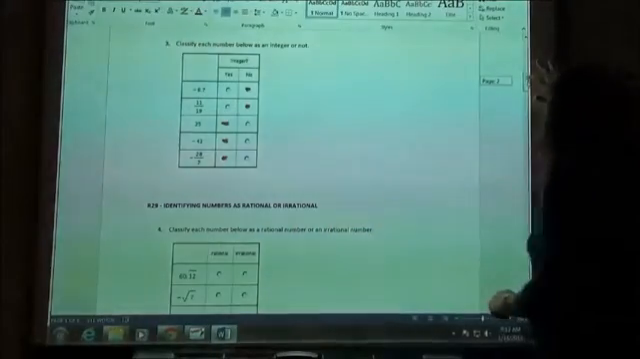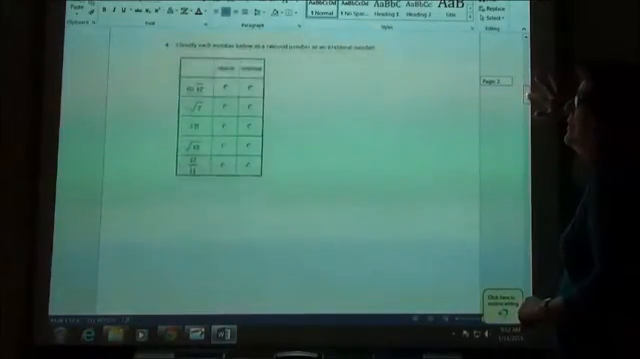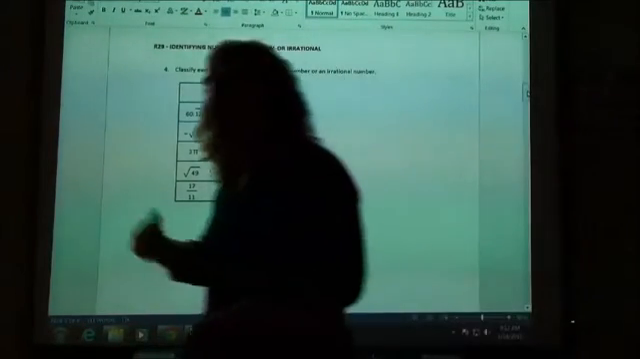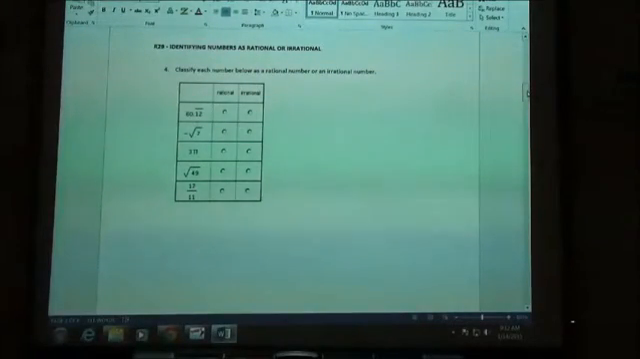The next one is classifying numbers as rational or irrational. Rational numbers technically are anything that you can write in the form of a fraction. But rational numbers can include a whole lot of things. Besides being fractions, they could be whole numbers. If I have a whole number, I can put it over 1 and make it into a fraction, right? 5 over 1 is a whole number.